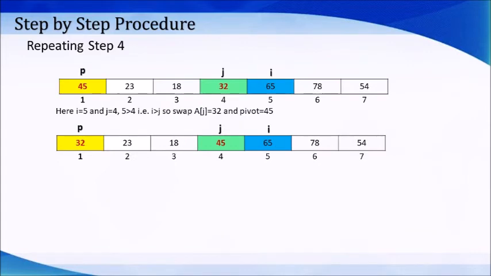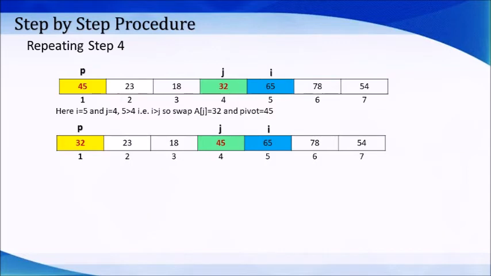Now we will check the conditions in the fourth step. The i iterator stopped at value 65 at index position 5. The j iterator stopped at index 4 with a value of 32. Now what should I compare? I should compare the index values of i and j. Index value of i is 5. Index value of j is 4. Is 5 less than 4? No. 5 is greater than 4.